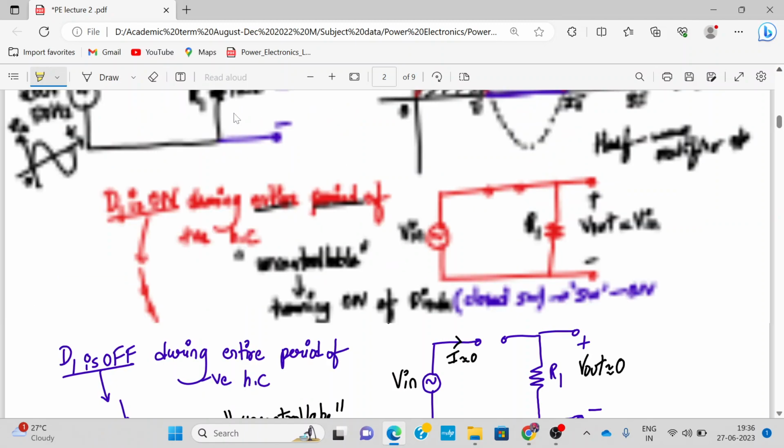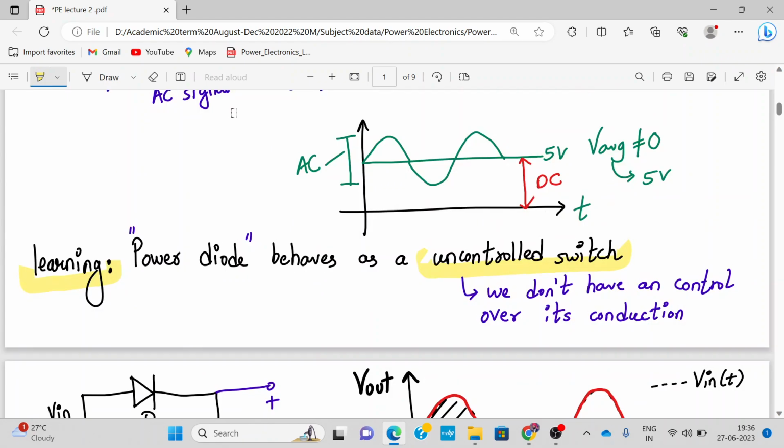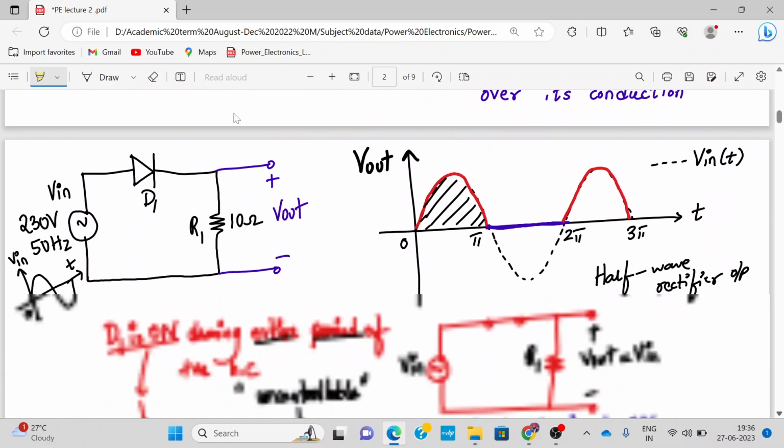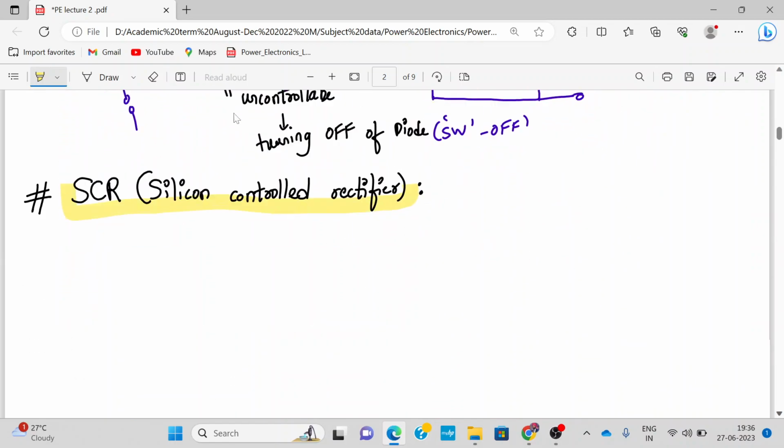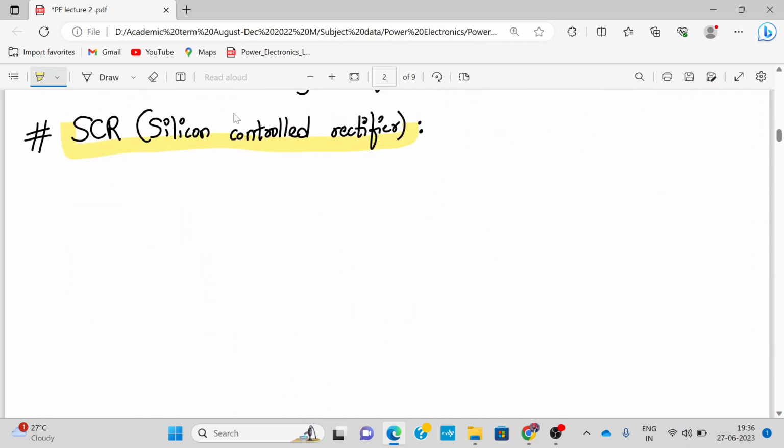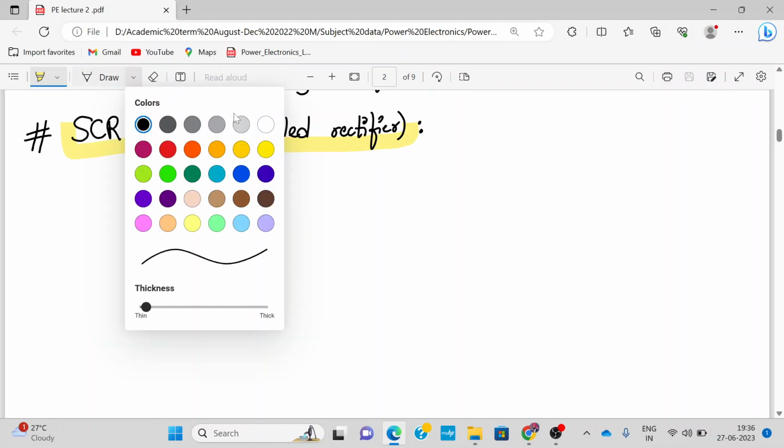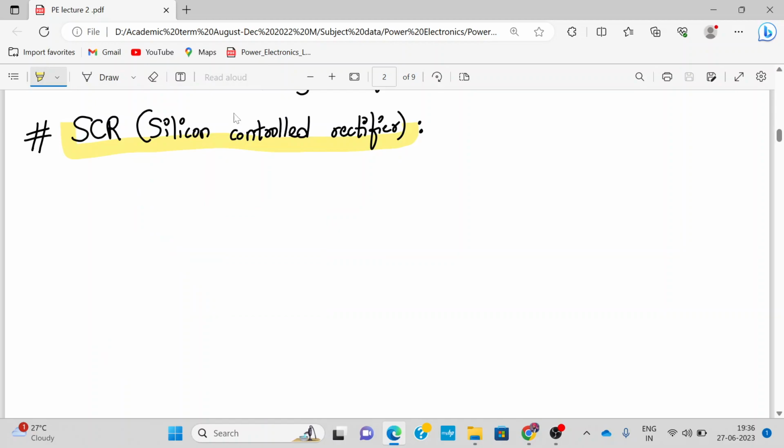Why are we going for another power device? Because the power diode behaves as an uncontrolled switch. We want to establish some control over when the power device will turn on, and that is possible in the case of an SCR, silicon controlled rectifier. So let's dive into it directly. Without explaining the SCR in detail, we'll study its ideal behavior and proceed with the further syllabus. I will let you know why we can go ahead with it.